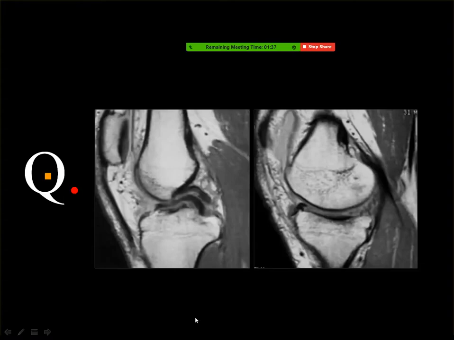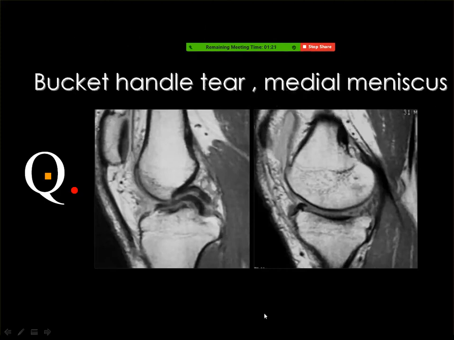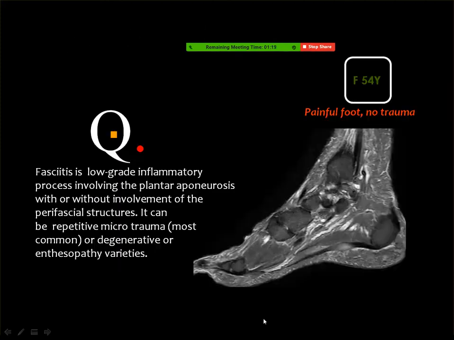You are right. Then what do you think of this? Bucket handle tear of the posterior horn of the medial meniscus. Okay, very good. You got attenuation of the posterior horn and you got the double PCL sign, which are diagnostic of bucket handle tear of the medial meniscus.